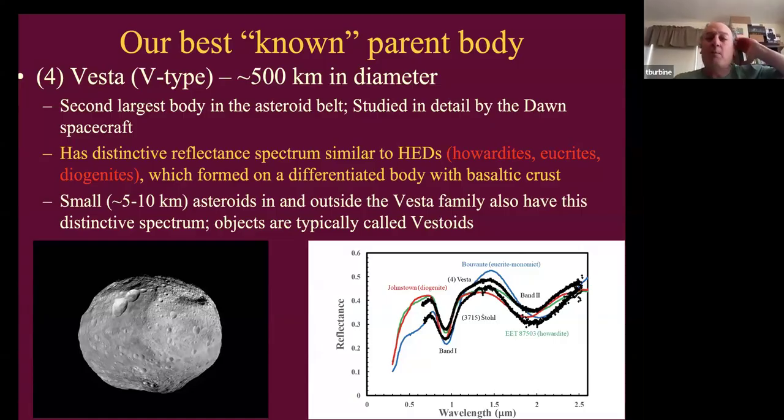And there are also small bodies called vestoids, about 5 to 10 kilometers in diameter, which are scattered throughout the belt. It was controversial because Vesta's not that close to a resonance, but Rick Binzel was able to identify bodies with this type of spectrum between Vesta and the resonances. So it appears that it almost certainly is the parent body of the HEDs.